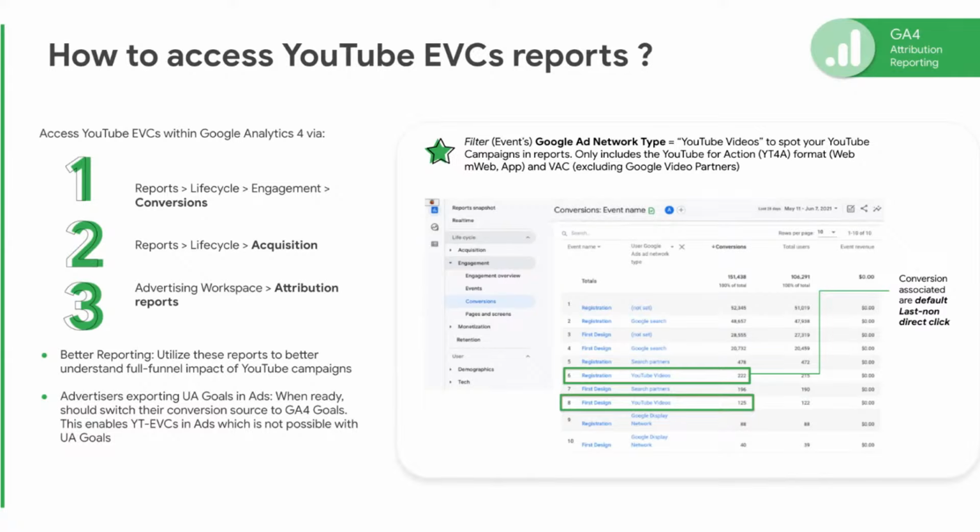One big callout here is that if you were previously exporting Universal Analytics goals to Ads, when ready, you should ideally switch the conversion source to GA4 goals. This enables YouTube enhanced view conversions in Ads, which is currently not possible with the Universal Analytics goals.